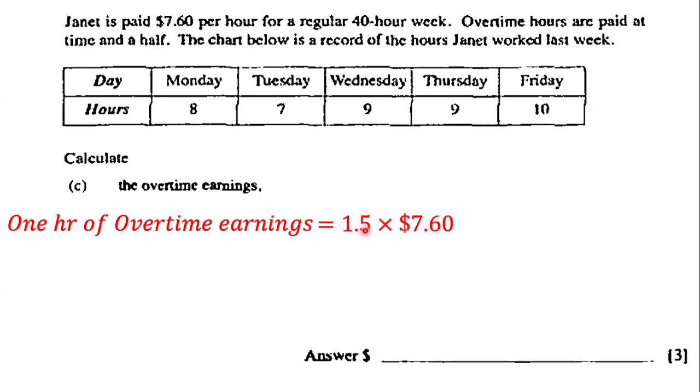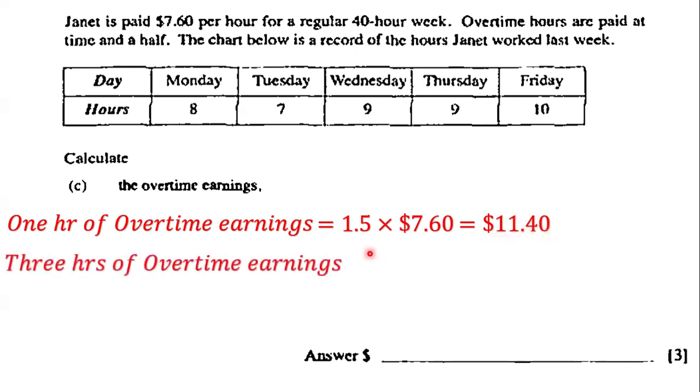Now, if they said that overtime hours are paid at double time, then you would have to multiply it by 2. But they say time and a half. So time and a half means we're going to use 1.5, right? So we're going to say 1.5 multiplied by her hourly rate. And so we have to multiply 1.5 by $7.60, and that gives us $11.40.